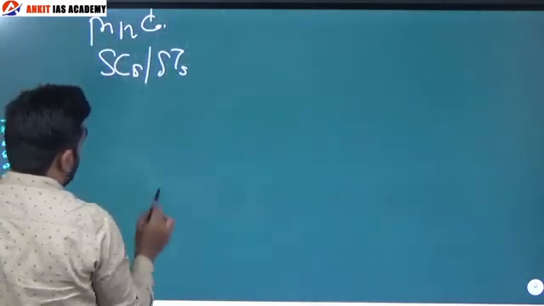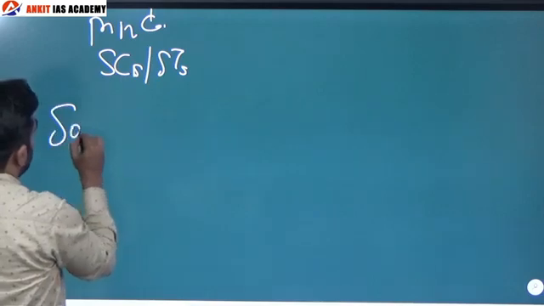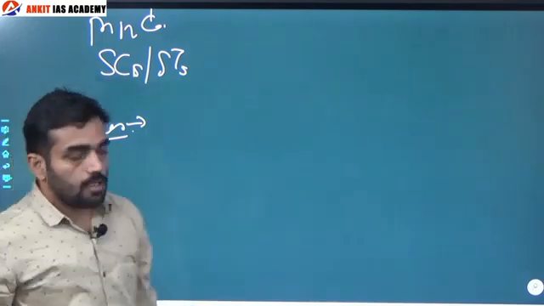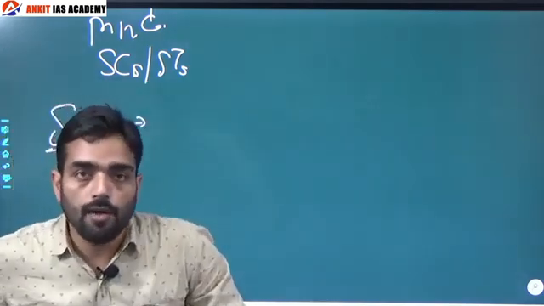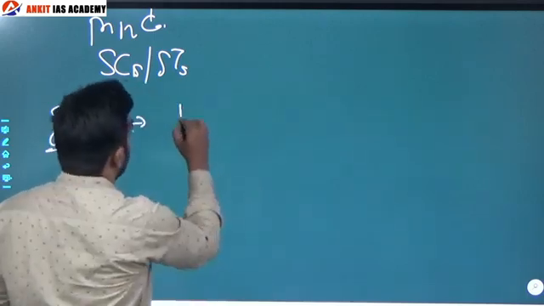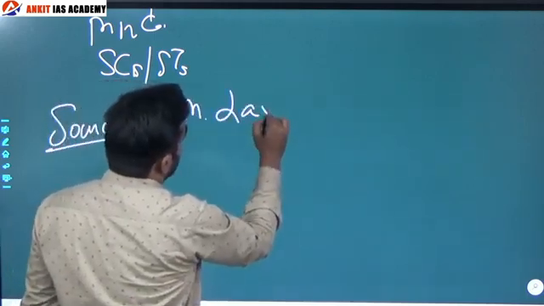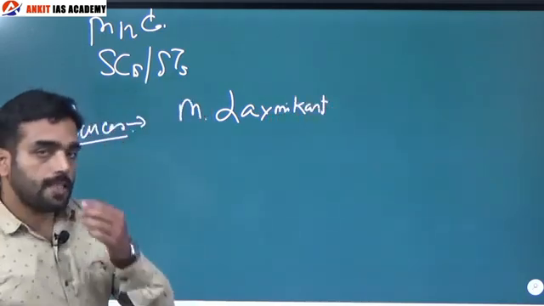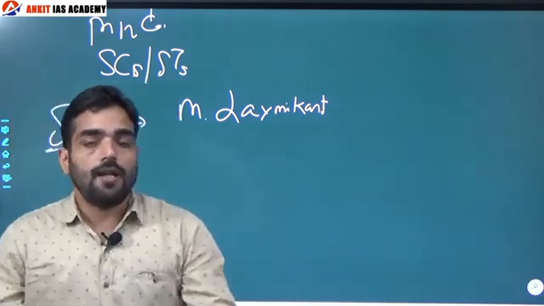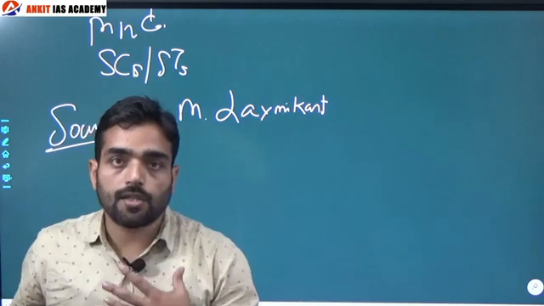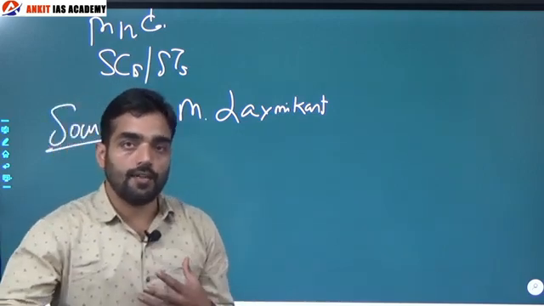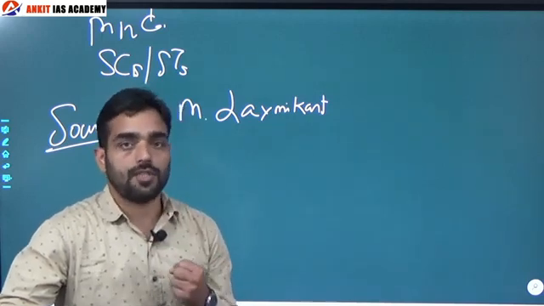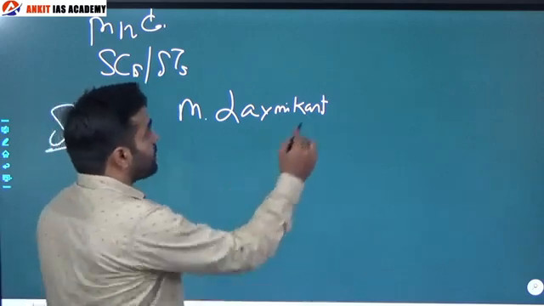polity and constitution. The most popular source for reading polity and constitution is, of course, you must be familiar with this name, M. Lakshmikant. M. Lakshmikant is most preferable because it provides your understanding of the constitution and polity in a very easy and lucid language. So M. Lakshmikant is, we can say, a gist of the constitution. So your preferable source should be M.